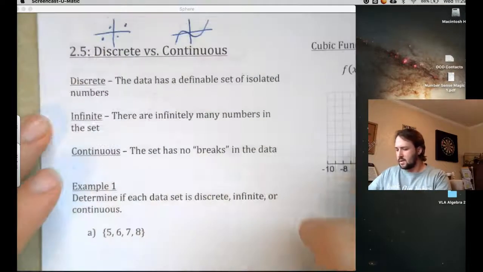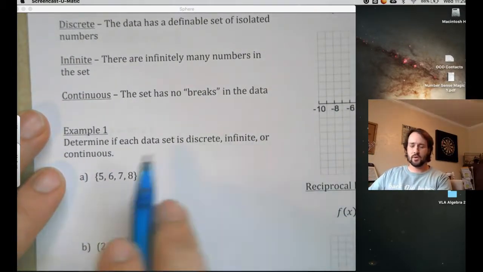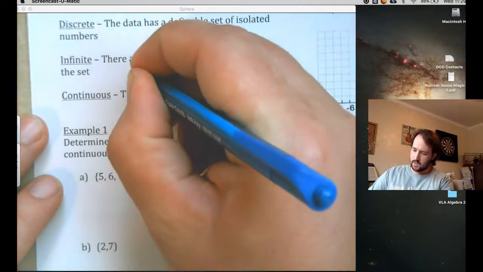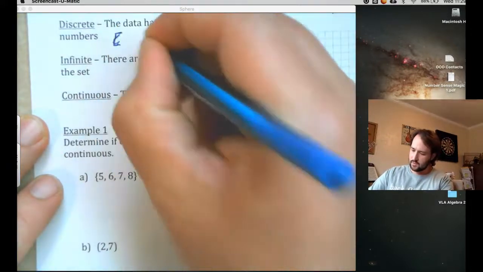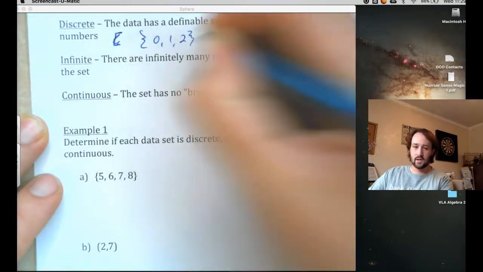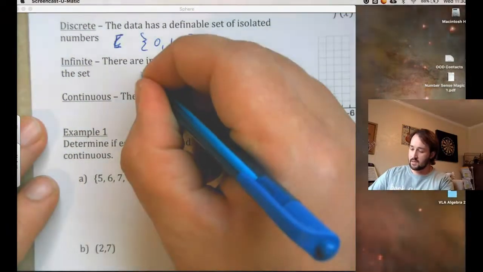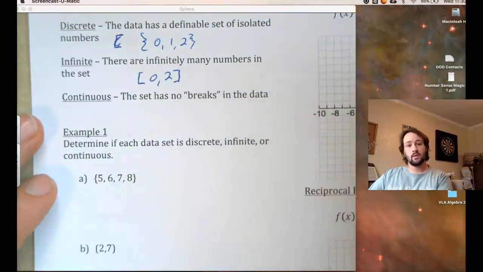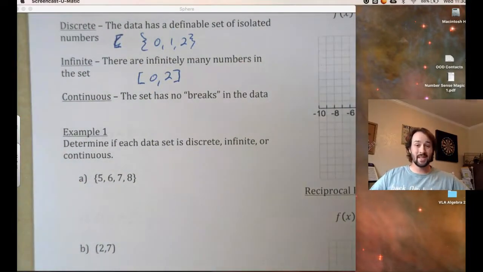All right, so example one, determine if each set is discrete, infinite, or continuous. So this infinite thing, I'm sorry, I didn't talk about this. If I were to list, something that's discrete would be 0, 1, 2. That has a very set number of things. Infinite would be if I say, like we were doing in the last one, everything from 0 to 2. So from 0 to 2, there are infinitely many numbers.